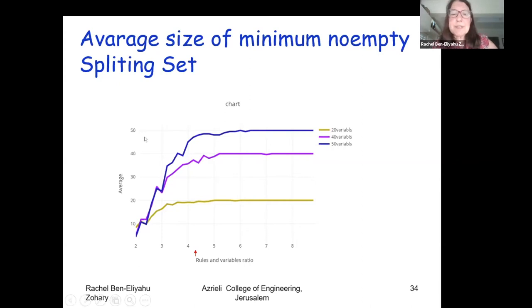And it's very interesting to see that starting from about 4.25, the size of the splitting set is equal to the number of variables in the program, which is very big, right? And incidentally, this is the relation between rules and variables that we have in the transition between hard and easy SAT problems. But these are experiments that we must continue, because we did them with very few variables and it's only preliminary. And I think I'll stop here.